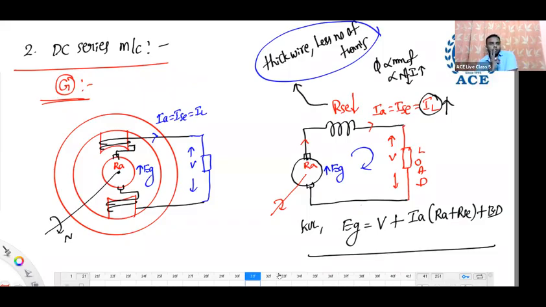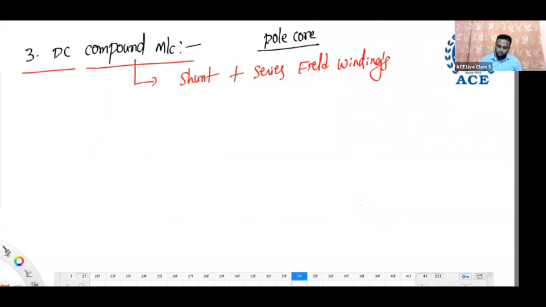See, when there are two field windings, there is current in both field windings. How is that current flowing, in the same direction or the opposite direction? Based on the direction of current, there are two types. One is cumulative, the second is differential compound. Write that side heading.